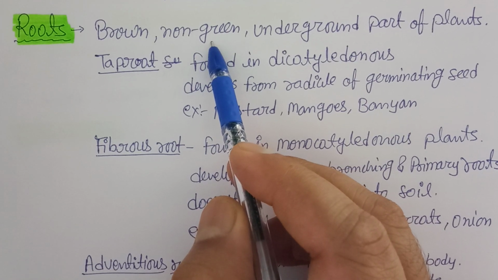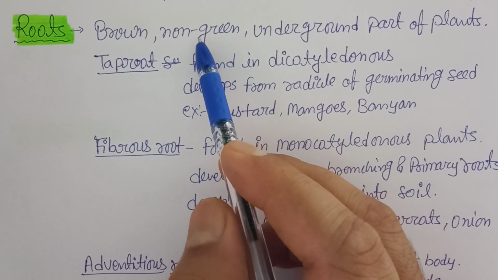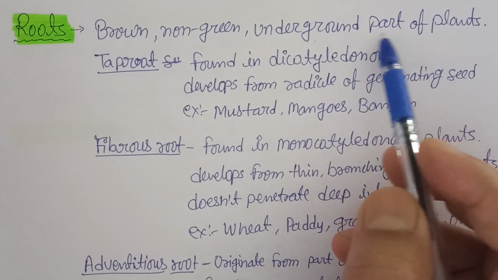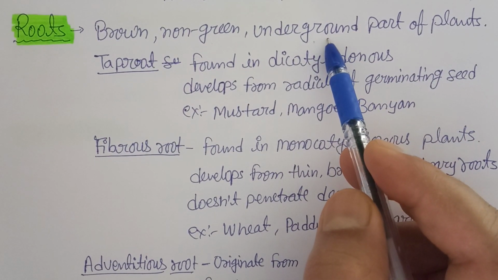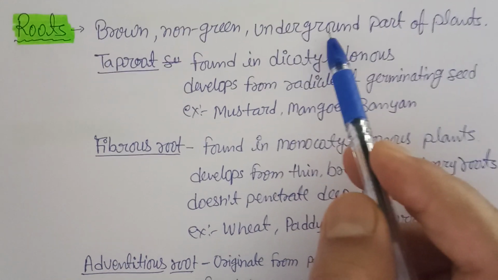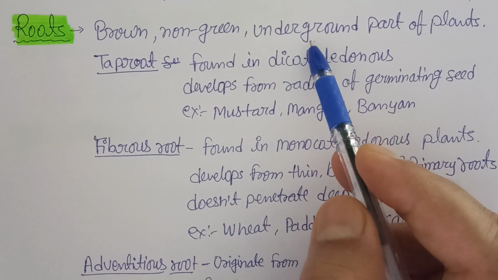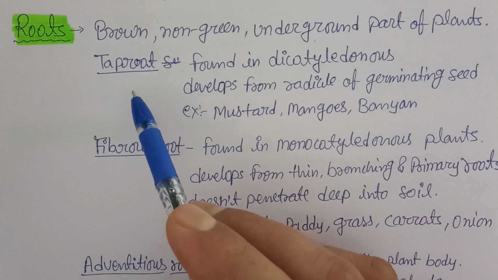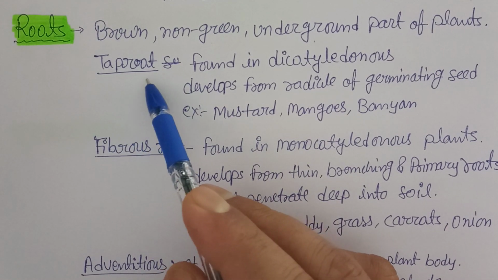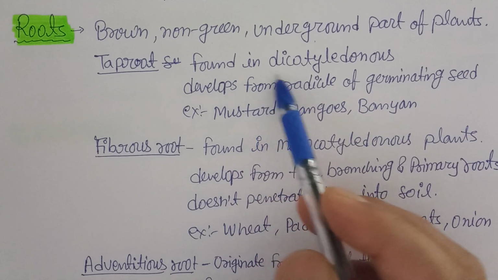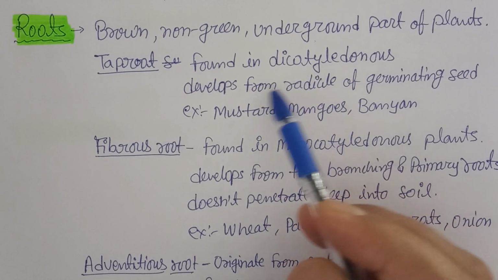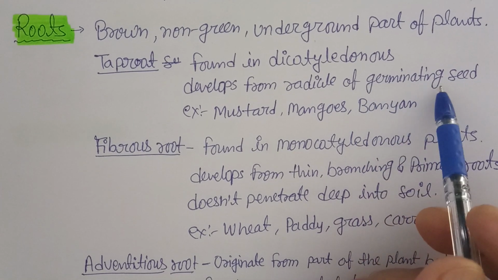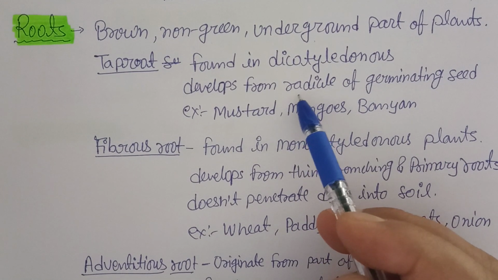Generally the aerial parts like the leaf will be green, but roots are non-green. They are the underground part of the plant, right? Because almost all roots will be underground, below the earth, inside the earth, right? So there are 3 types of roots available, like tap root. Tap roots are found in dicotyledonous plants, and they develop from the radicle of germinating seeds, right? That is their characteristic.